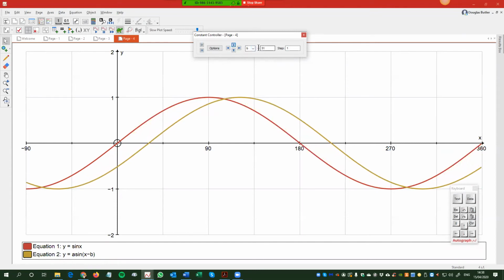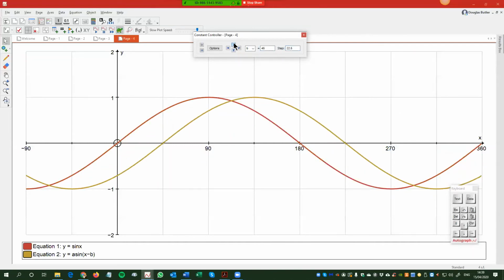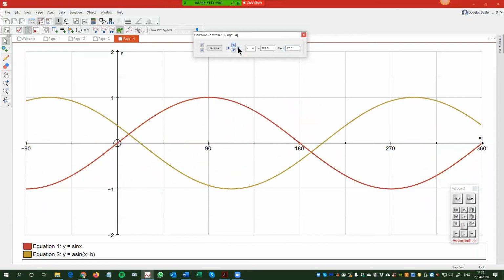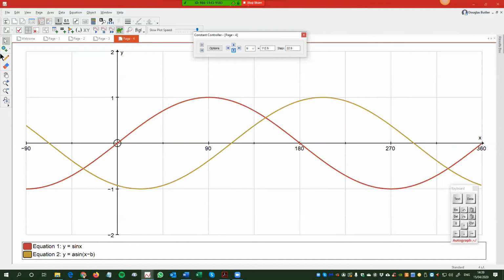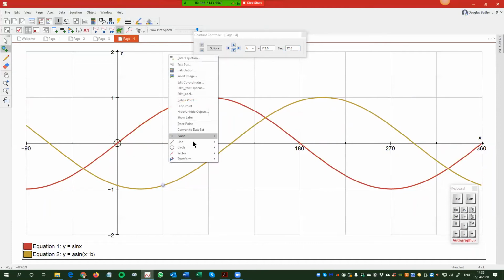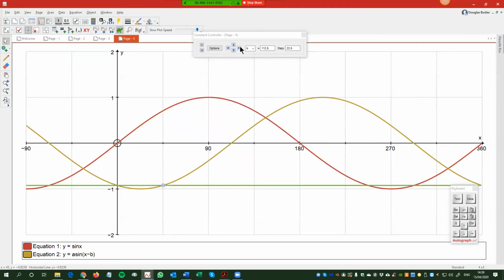So we could, instead of that, take it back to 0 and go in steps of 22.5, something like that. That would certainly do it in a more gentle way. There you go. Now, what you could do, just to emphasize what's going on here, let's put a point here and let's put a horizontal line. Now we'll move it along.